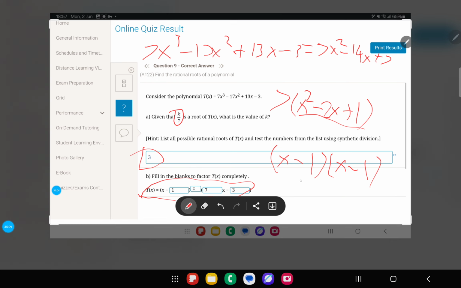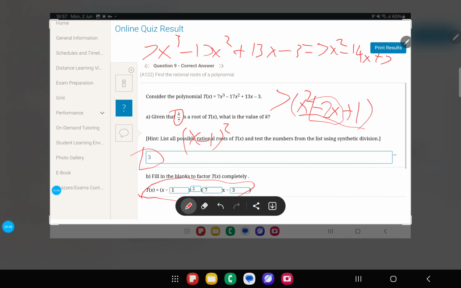Negative 1 times x is going to be negative x, and then negative 1 times x is going to be negative 1x. Negative 1x plus negative 1x is going to be negative 2x. When we factor it and multiply them together, they must give us the answer in the middle, the x. Alright? So we can simplify this by writing it as x minus 1 squared.